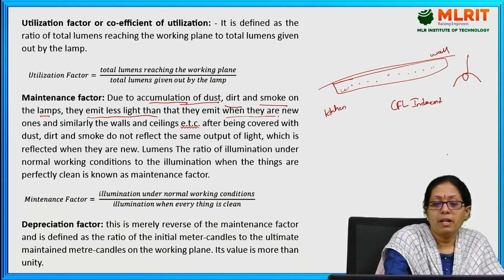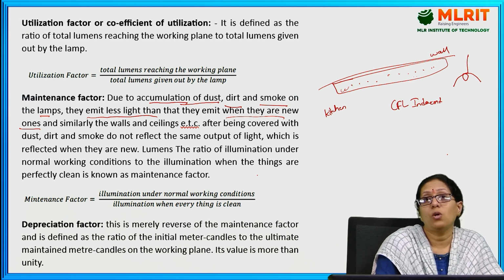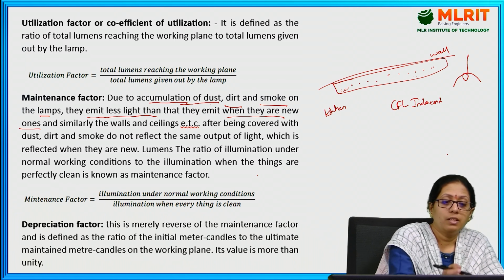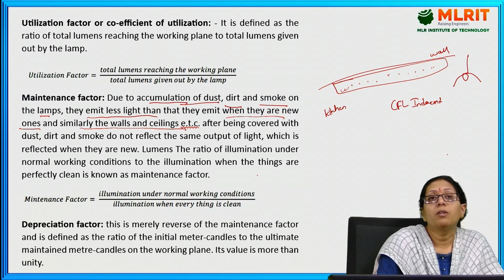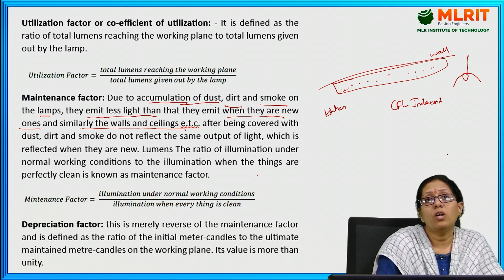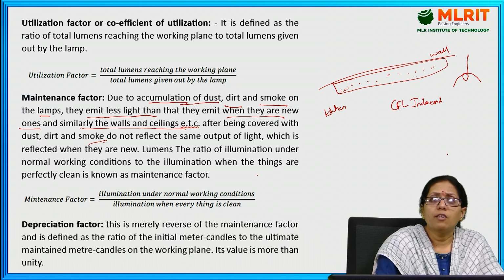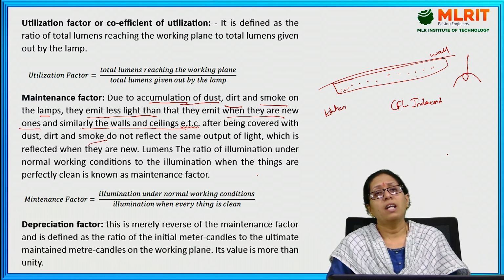When compared to the new ones, when the dust or the smoke accumulates on the bulb, it illuminates with a much lower brightness. And similarly, the walls and ceilings also, after being covered with dust or dirt or smoke, do not reflect the same amount of light which is reflected when they are new.